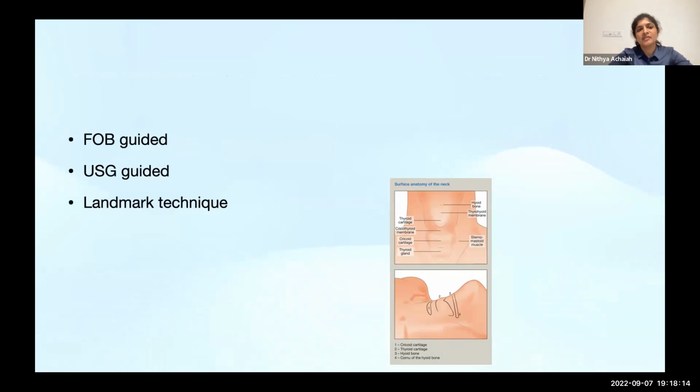So this tracheostomy, when we do it, we can do it either with the help of a fiber optic bronchoscope or ultrasound guided or landmark technique. So landmark technique, we look at the landmarks, mainly the thyroid cartilage, cricoid cartilage, and sternal notch, and then the tracheostomy preferably should be done between the second and the third tracheal ring. So just with palpation, the tracheostomy will be done.